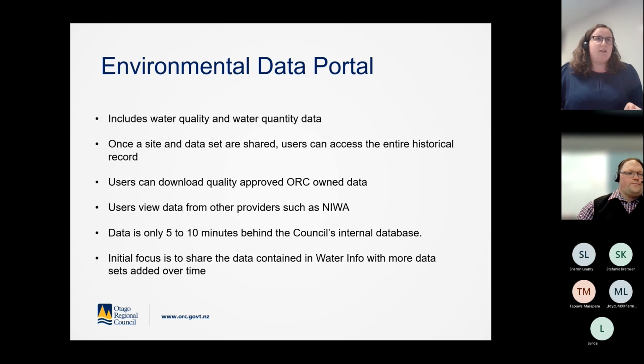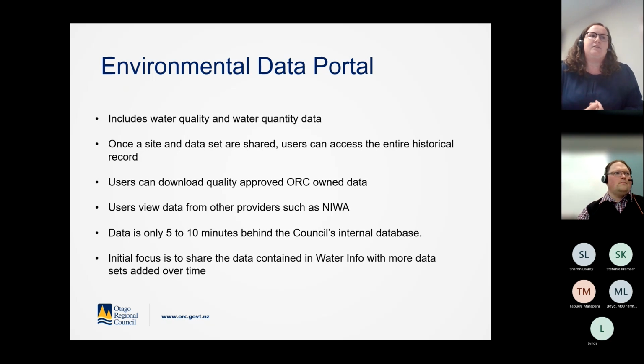So the new environmental data portal includes water quality and quantity data. The amount of data that we can display on it increases, and the number of parameters showing is more than the old website. Once we've shared a site and the data set, then it shows the entire historical record for the site. So far more than just the last 180 days for some sites. We have records dating back 80 years or so for some sites, so all of that is available on the data portal once it's shared.